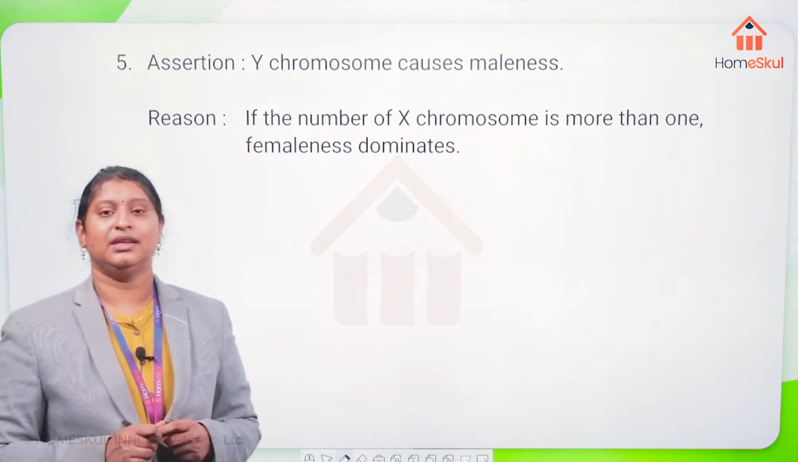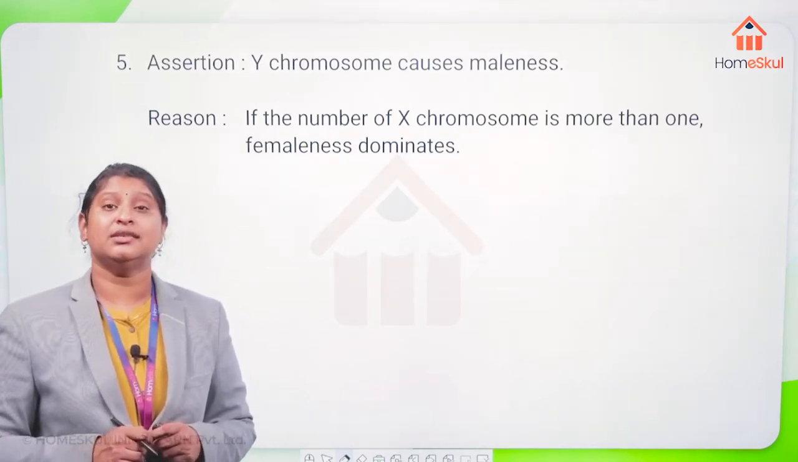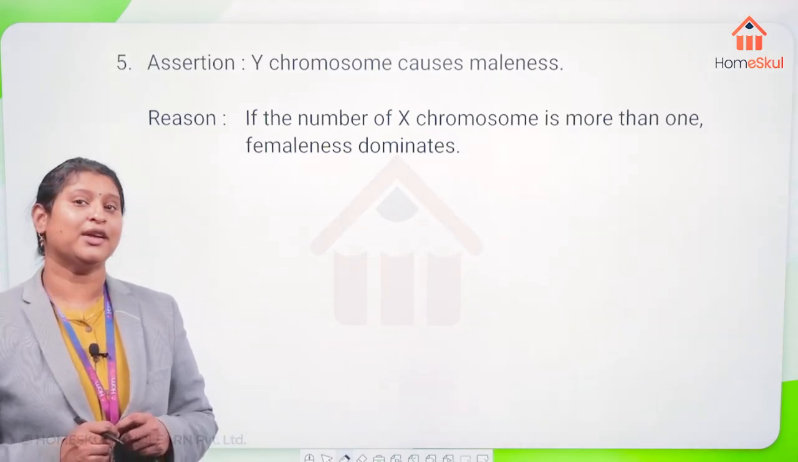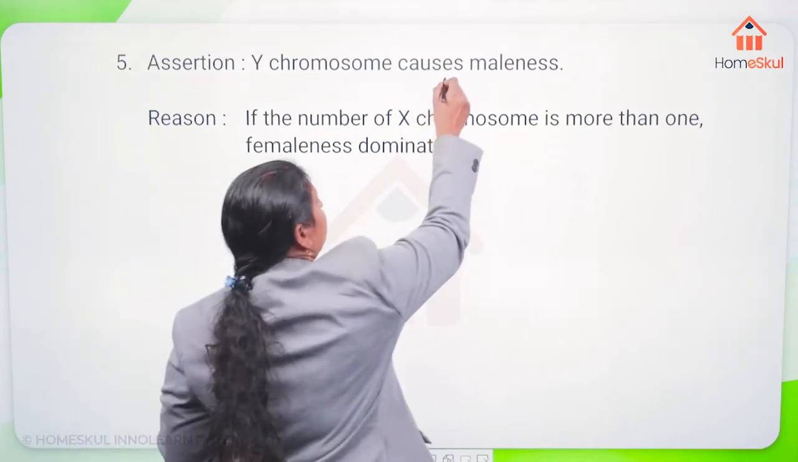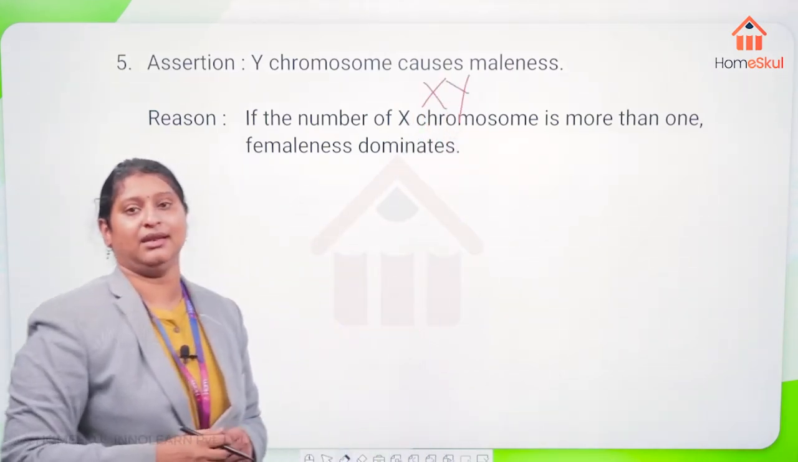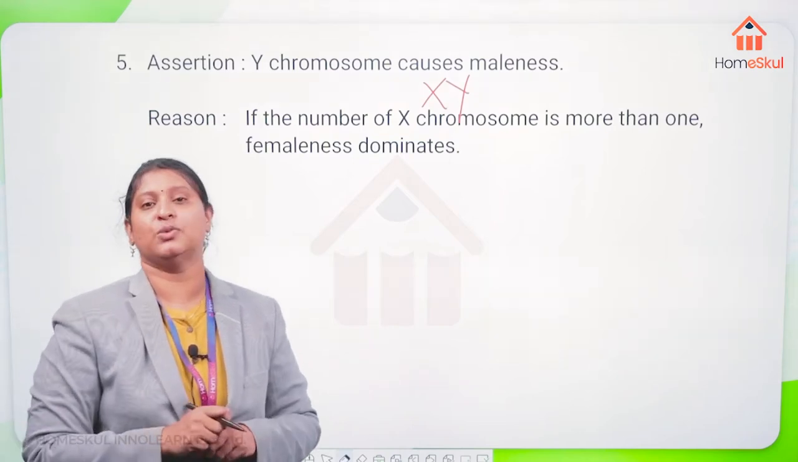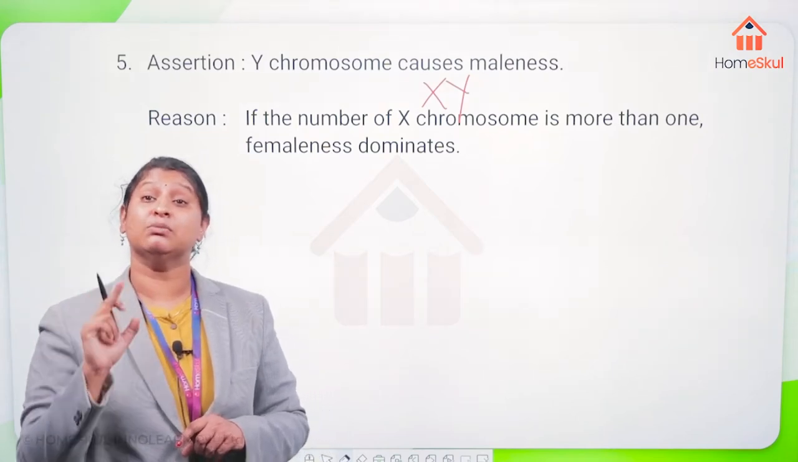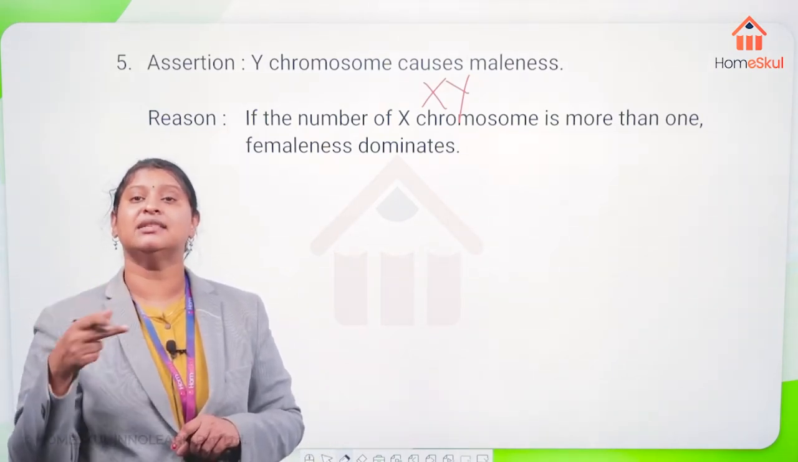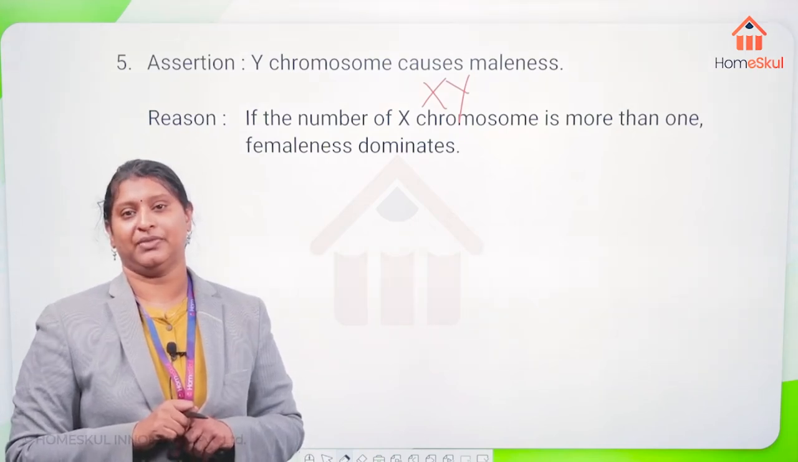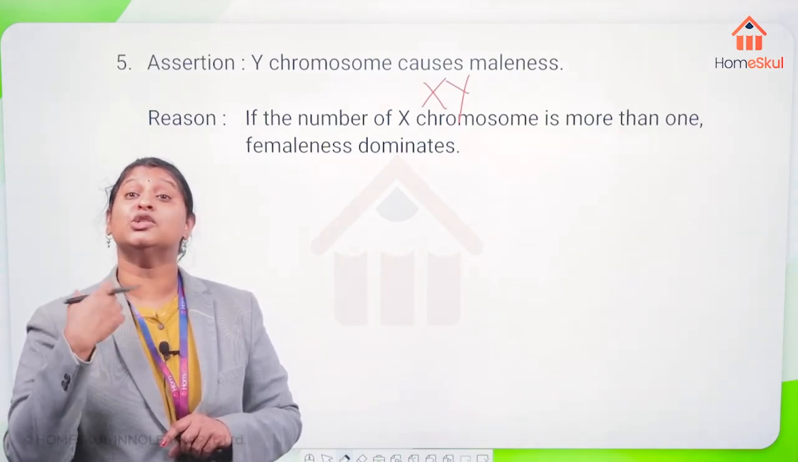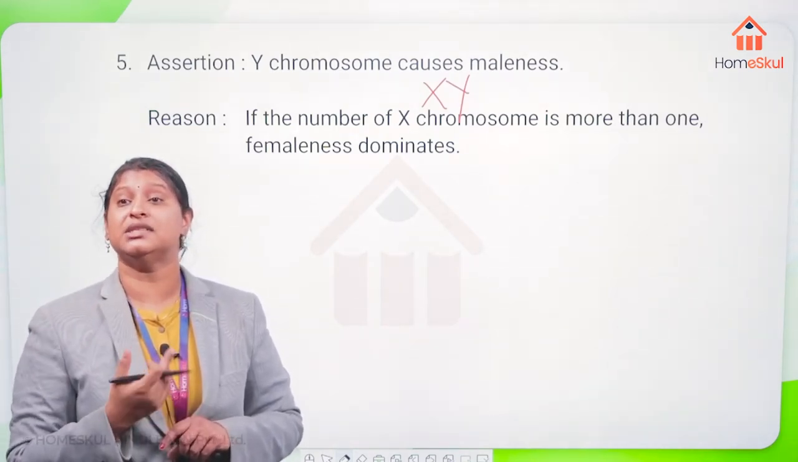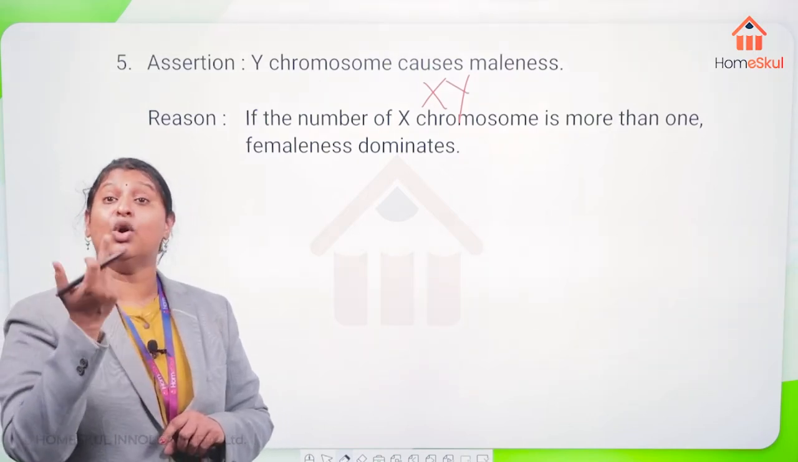Now, next question. Assertion is, which chromosome causes maleness? That is the Y chromosome. It is present in male sex chromosomes, XY. Reason, if the number of X chromosomes is more than one, femaleness dominates. If the number of X chromosomes is more than one, femaleness dominates. What is its meaning?